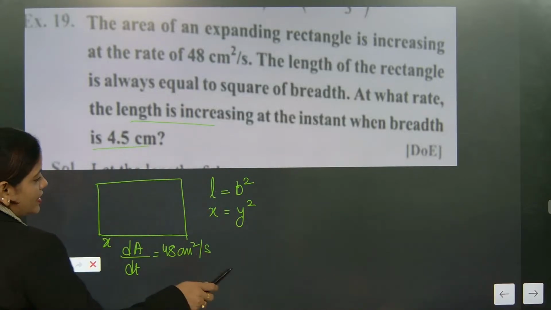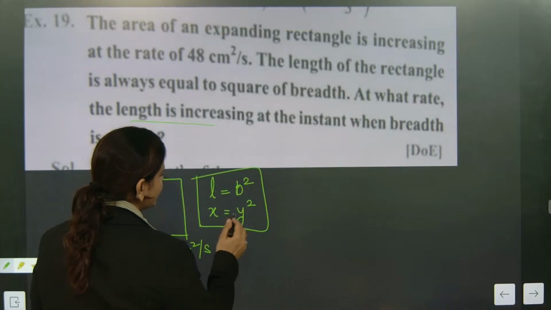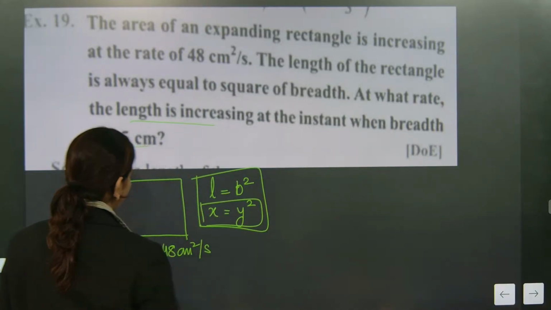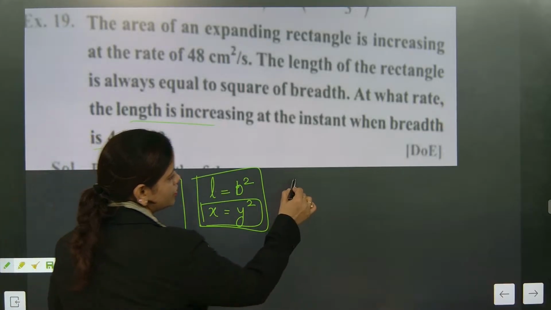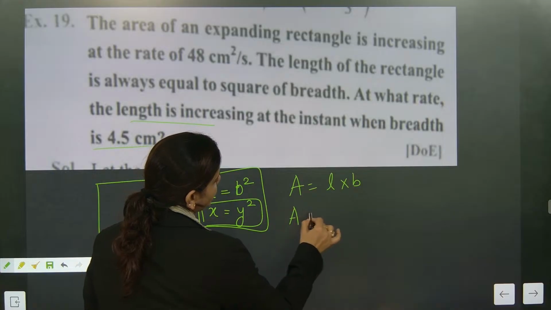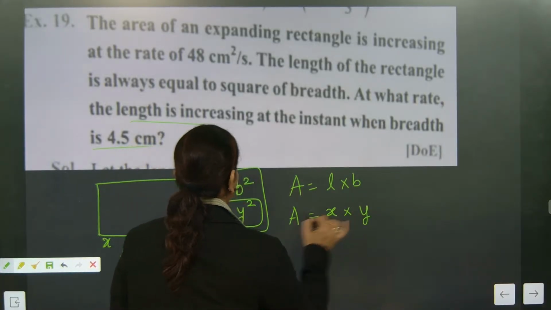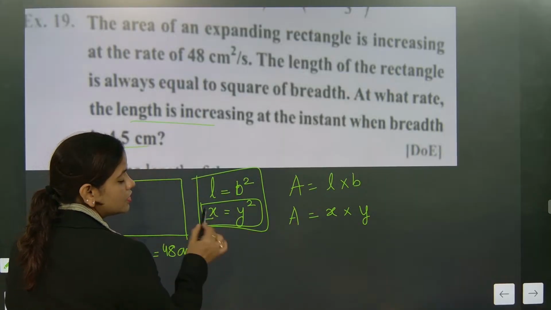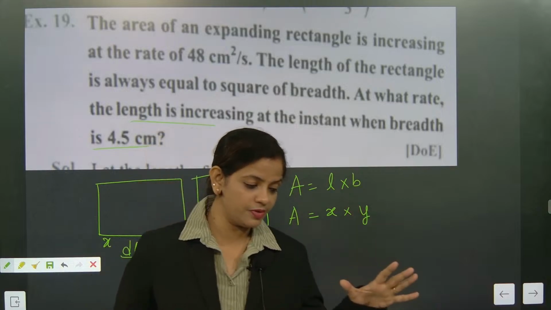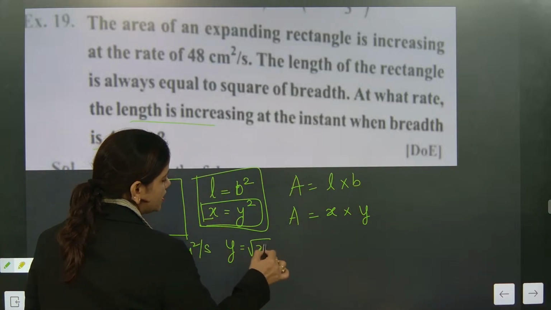So here, when length and breadth are given, got it? Here length x is equal to y square. This is exactly the note. Now how are you going to proceed? You know that the area of a rectangle is equal to length into breadth. So the area of the rectangle is x into y. But what is y? In the question itself it is written that the length is the square of the breadth, so y will be equal to root under x.